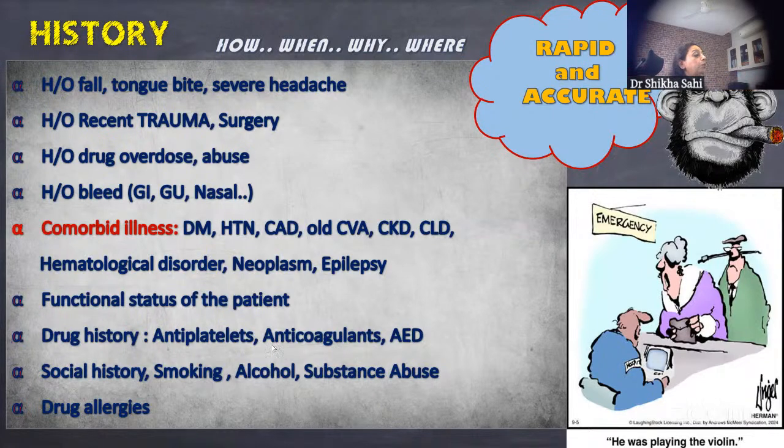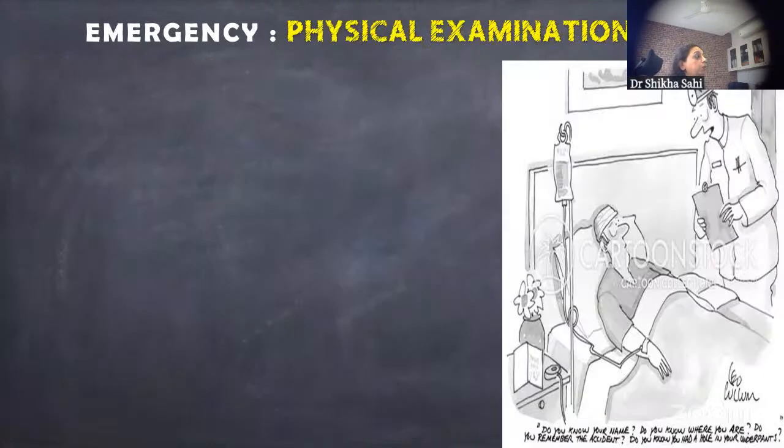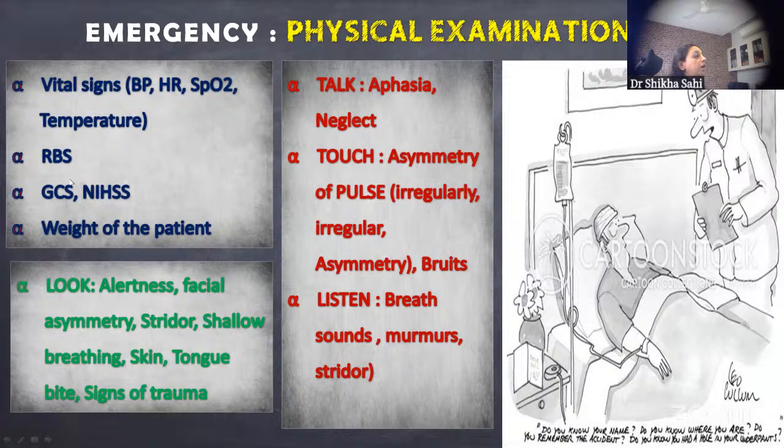So drug history, knowing about antiplatelet, anticoagulants, anti-epileptic drugs, the social, smoking, alcohol, substance use, and the drug history. So the history should be very focused and has some aim why we are asking this question. So vitals, the RBS, it is the only lab investigation which is ideally needed.